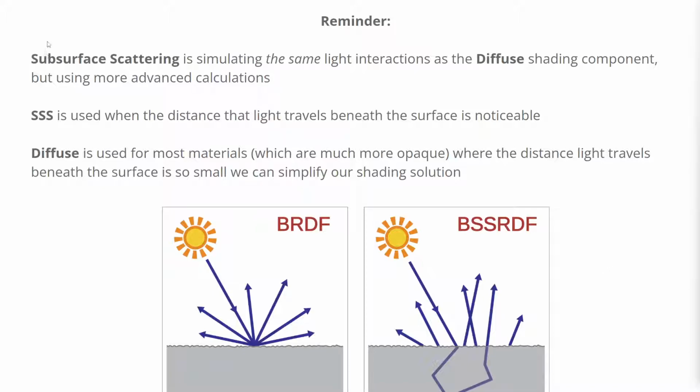So as a final reminder, subsurface scattering is simulating the same light interactions that the diffuse shading component is, but we're using more advanced calculations. So we use subsurface scattering when the distance that light travels beneath the surface is noticeable. So if it travels significantly far beneath the surface and we notice it in real life, we might want to use subsurface scattering. Diffuse is used for most materials, most dielectrics, which are usually much more opaque. So most dielectrics are fairly diffuse or opaque, and the distance light travels beneath the surface is so small that we can use a simplified shading solution.